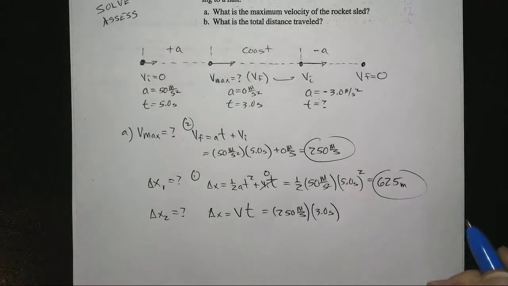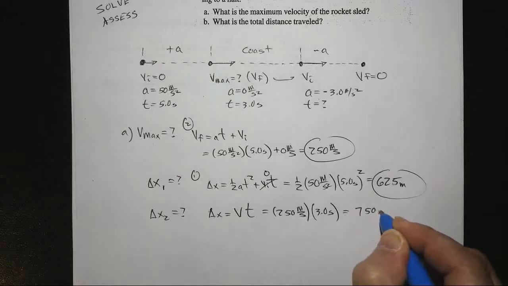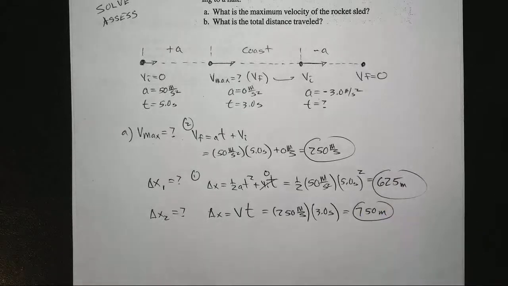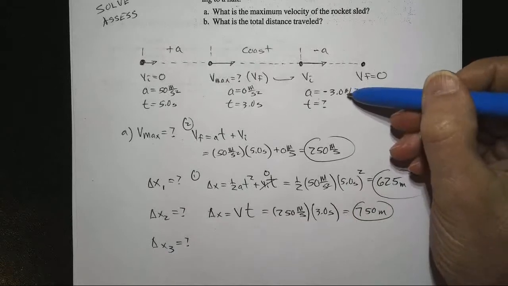And we see that that, in and of itself, gives us 750 meters. That's the additional displacement during phase 2, you could call it, during the coasting phase of this rocket sled's motion. Finally, delta x3, the displacement as it comes to a halt, as it slows down at a rate of minus 3 meters per second squared.